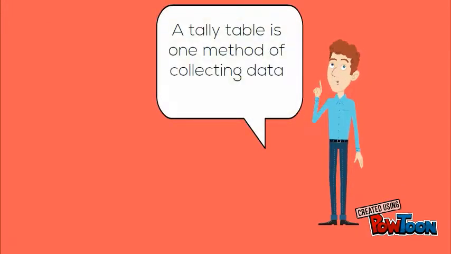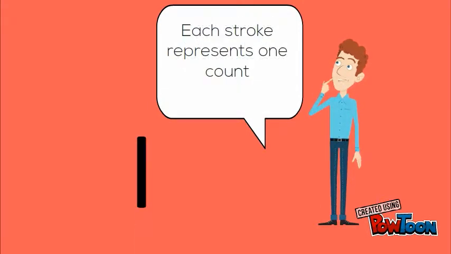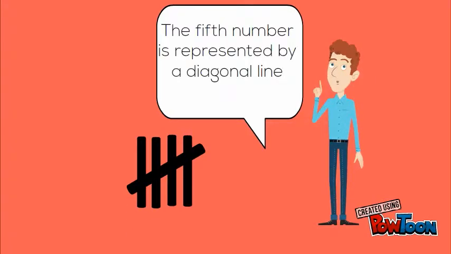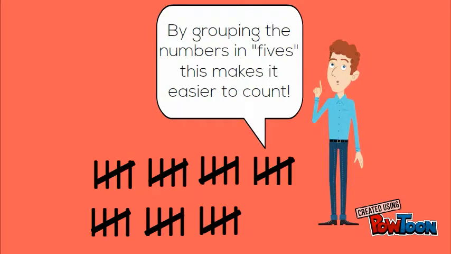A tally table is one method of collecting data. Tally marks represent the total numbers being measured in a category. Each stroke represents one count. The 5th number is represented by a diagonal line. By grouping the numbers in fives, this makes it easier to count.